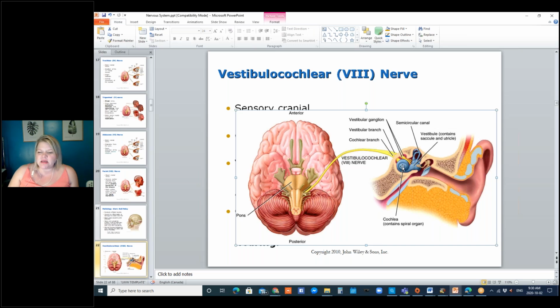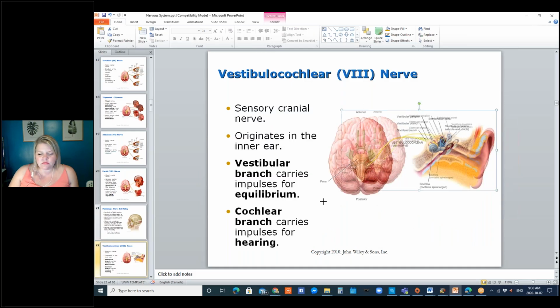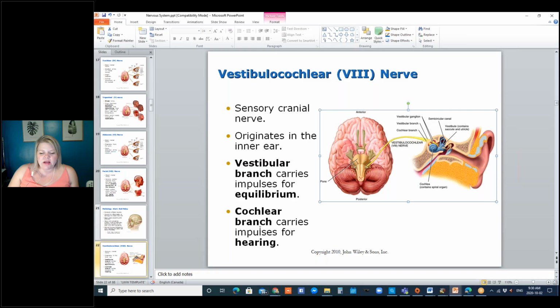But at any rate, we're talking about the sense of hearing and equilibrium having to do with the ear. And that's the structure in the inner ear. The cochlear branch carries the impulse for hearing, where the vestibular branch has to do more with the sense of equilibrium.